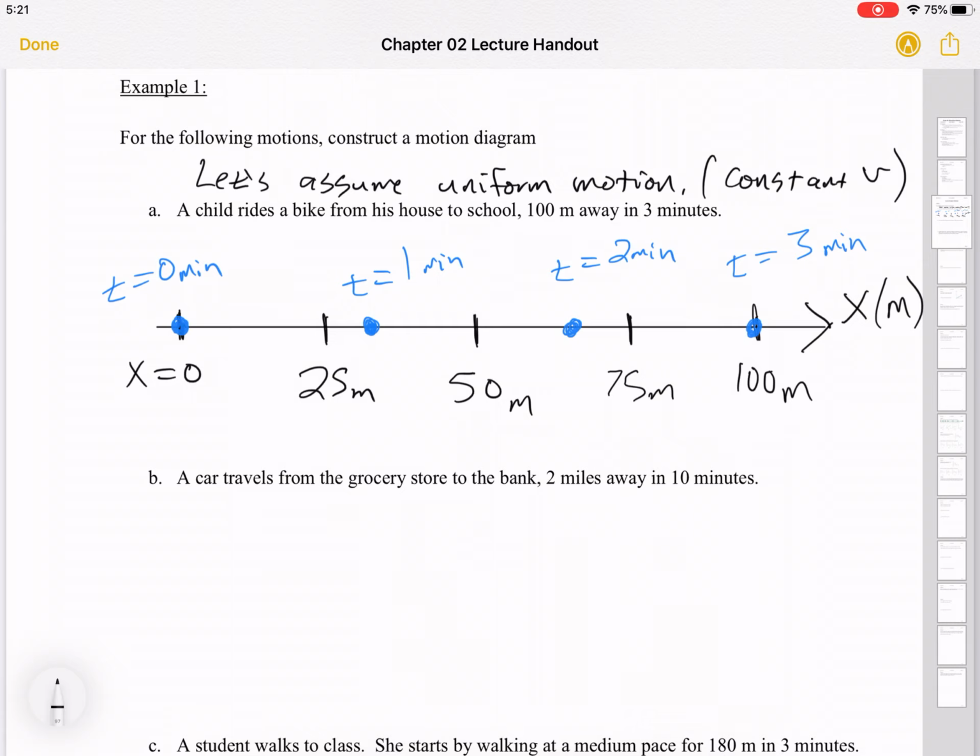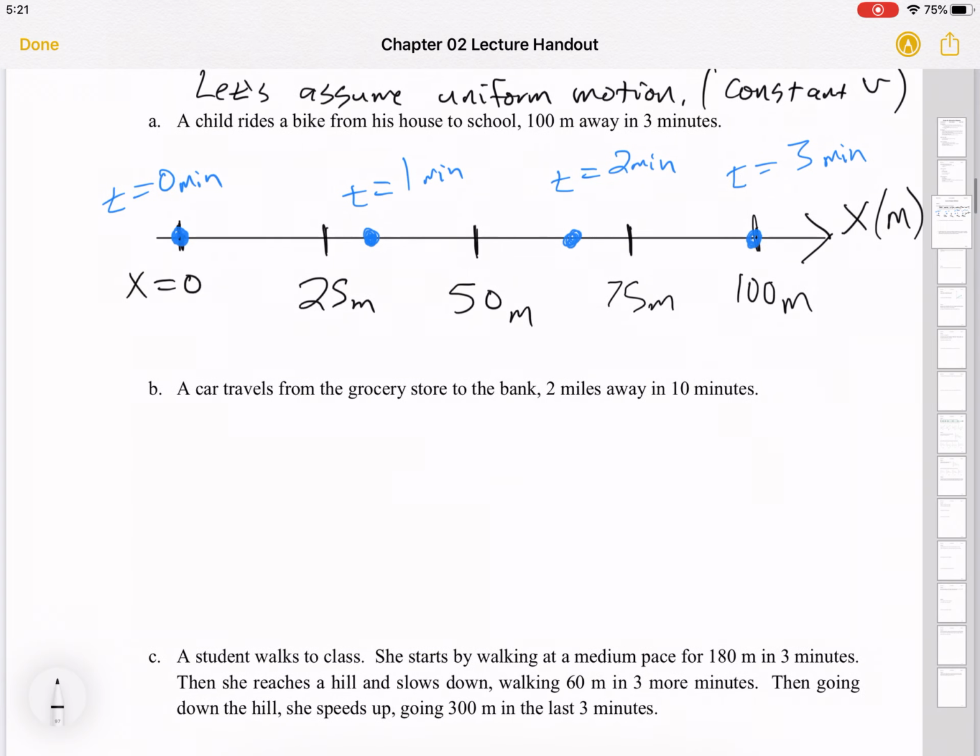I approximated this child and his bike as a point. That's okay because I haven't lost any information that would affect the results that I'm looking for just yet. Okay, so let's do a couple more of these. A car travels from the grocery store to the bank 2 miles away in 10 minutes.